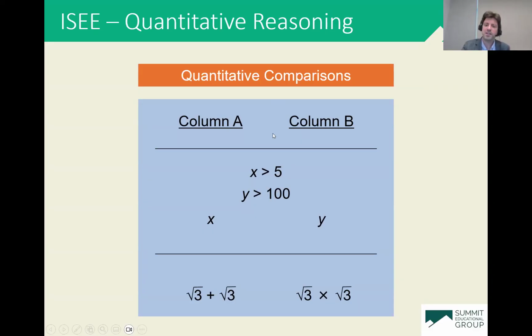So here's the shortcut for quantitative comparisons. If the value of column A is always bigger, the answer is A. If the value in B is always bigger, it's B. If they're always the same, it's C. And then if it cannot be determined, or a better way of thinking about this is if there's more than one answer, the answer choice is D.